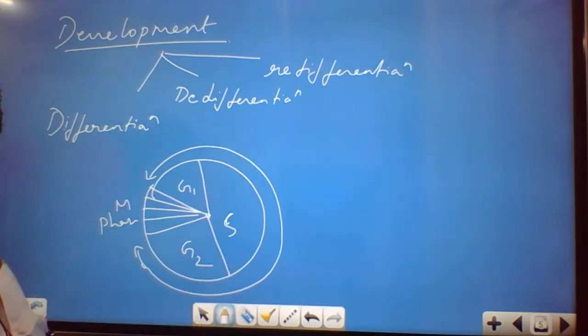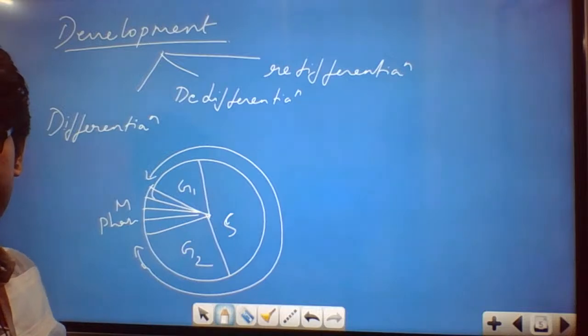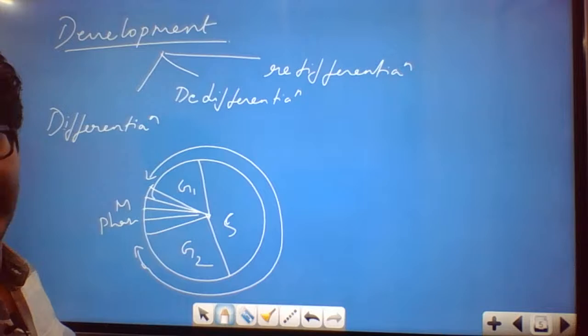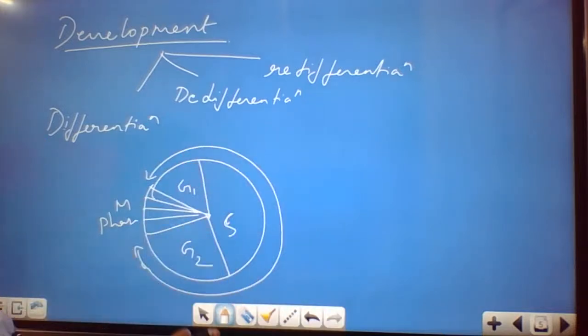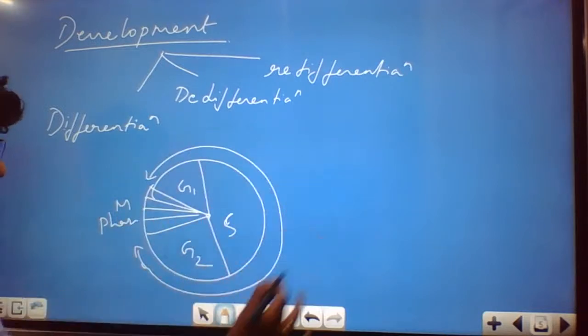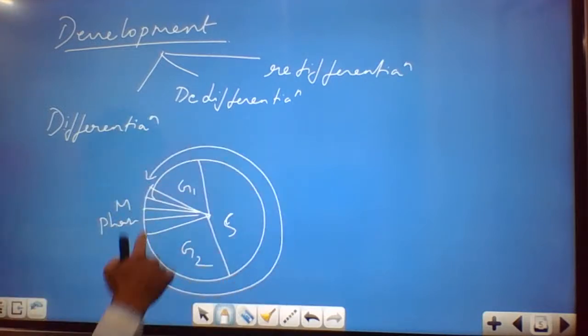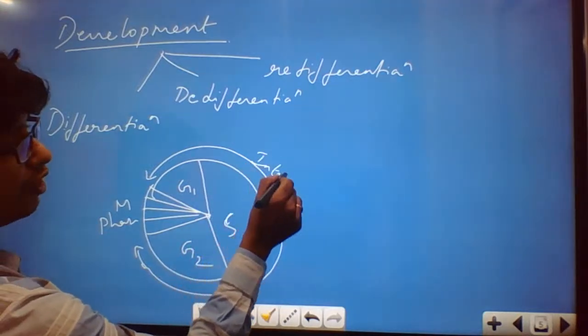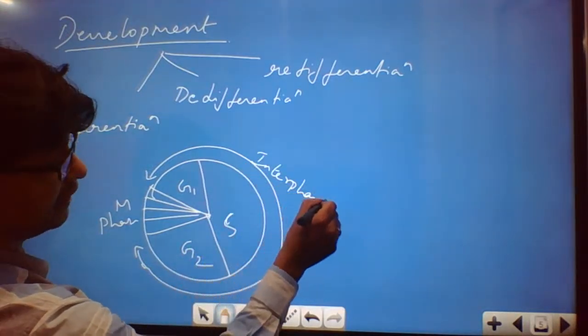No, I'm not talking about plasticity, guys. I didn't start with plasticity. In the next part we'll discuss plasticity. This slide is about development. This is the preparatory phase, where the preparation for the cell is going to take place, right? We call it interphase. I'm talking about the normal cell cycle that we already discussed in a separate chapter.